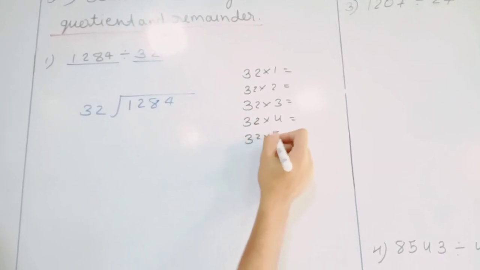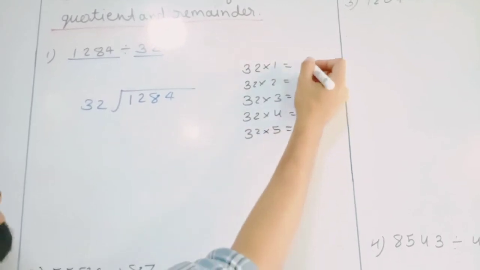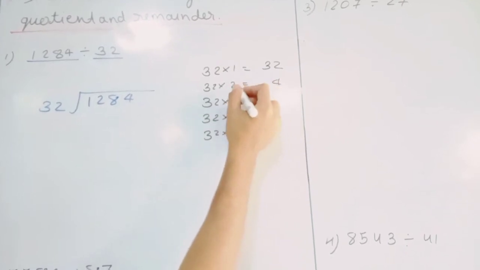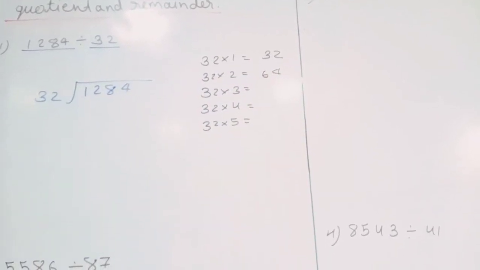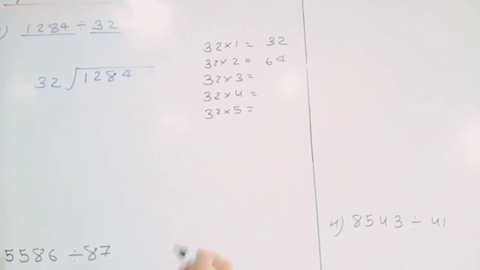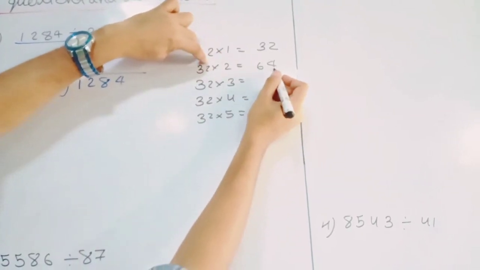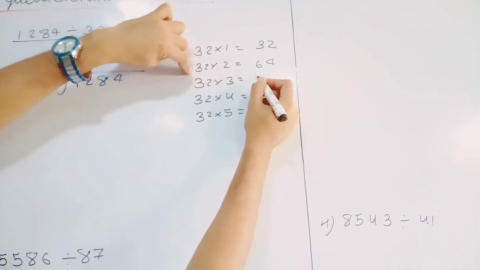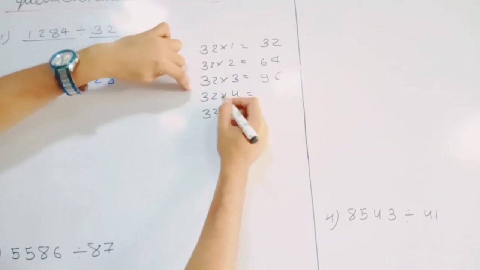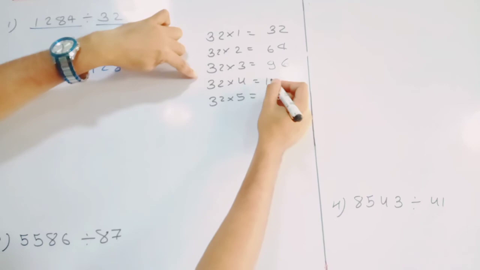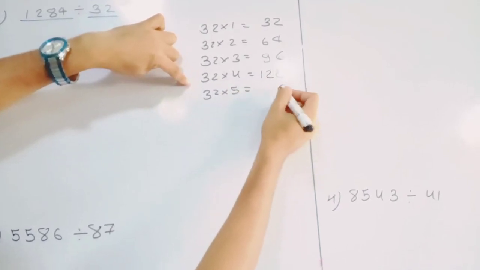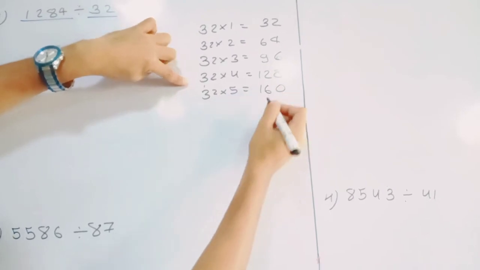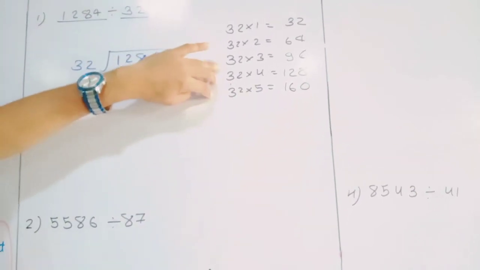32 into 5. Till 5 first we have to do. 32 ones are 32, 2 2s are 4, 2 3s are 6. This way you have to solve: 3 2s are 6, 3 3s are 9, 4 2s are 8, 4 3s are 12, 5 2s are 10, 1 carry, 5 3s are 15 plus 1, 16, so 160. First do till 5 only.